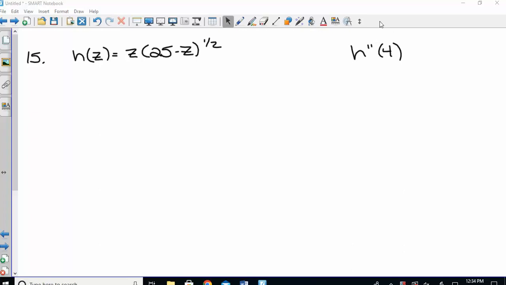I just plug in the 4 before I start my problem. Because that wouldn't be the second derivative? Yeah, if you plug in your 4 before you do your derivative, then it's a constant and your derivative would be 0. So we have to actually work through our derivative here.